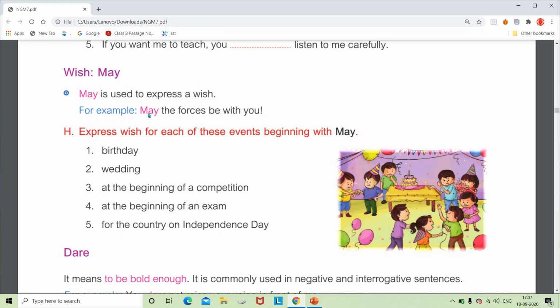Like here you can see "may" is used in the beginning, then you can use the subject. Here: may the forces be with you. So who be with you? The forces. So when we ask a question with "who," we get the subject. So here "the forces" is the subject.